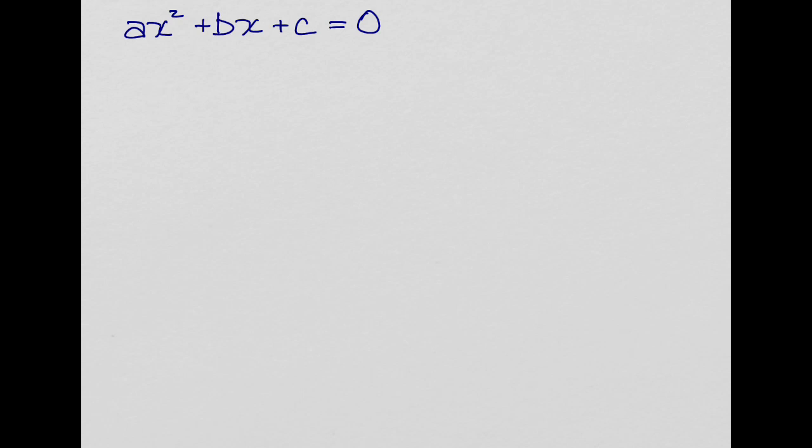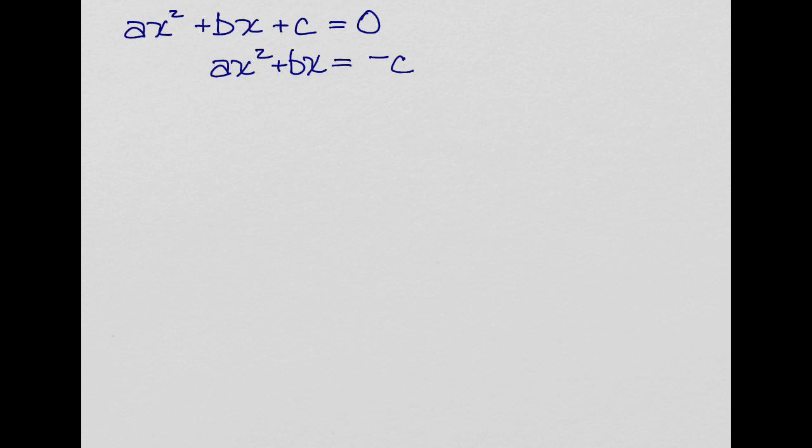Well, the first thing I need to do for that is to subtract c over to the other side. So that's going to look like ax squared plus bx. And if I subtract c on both sides, now I have negative c on the right.